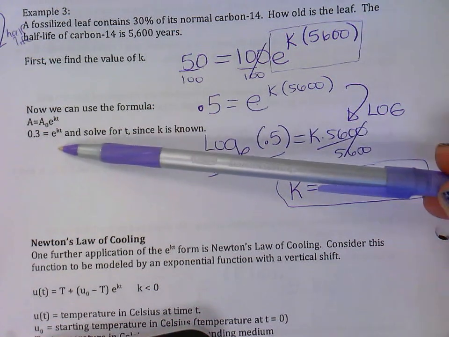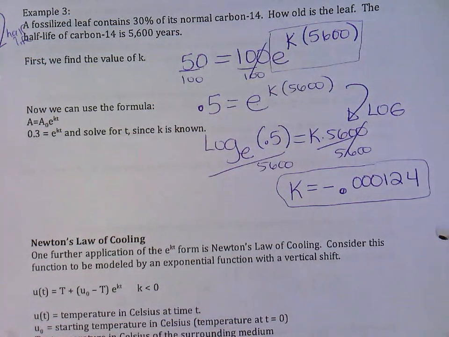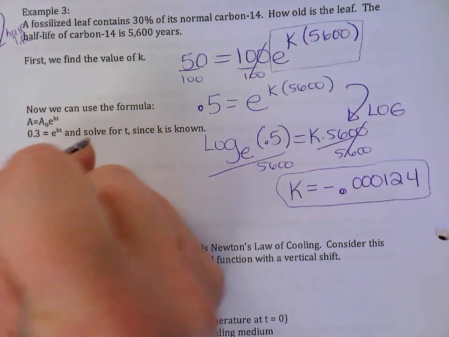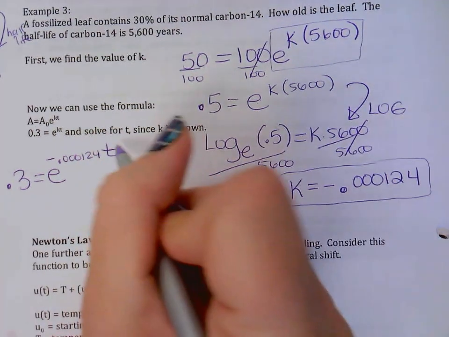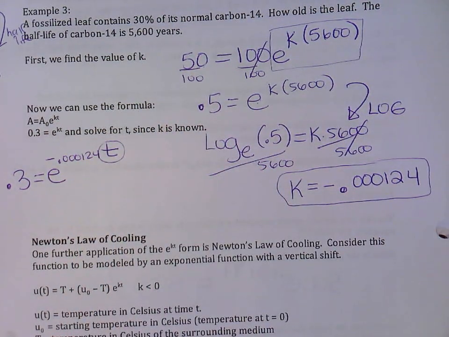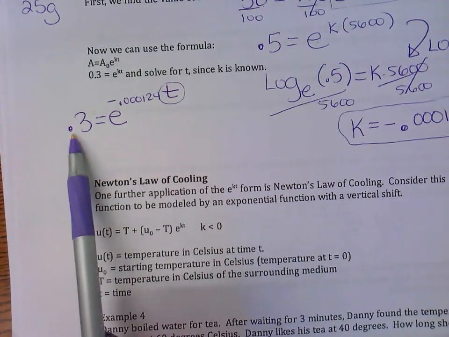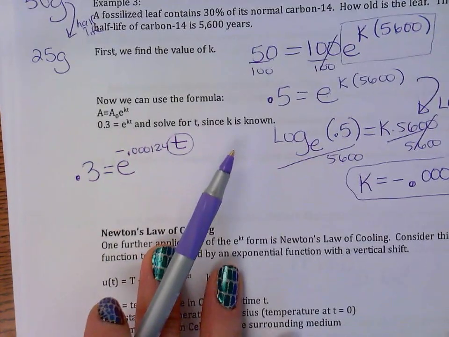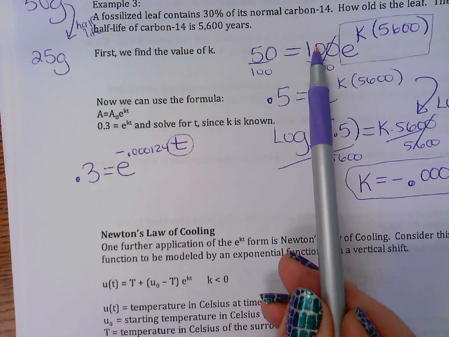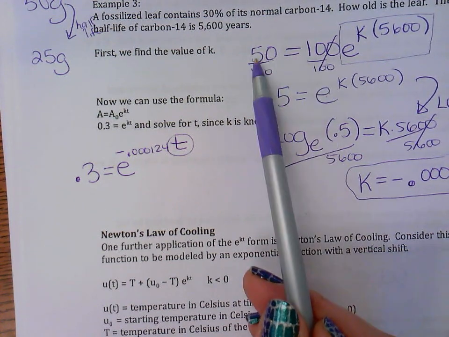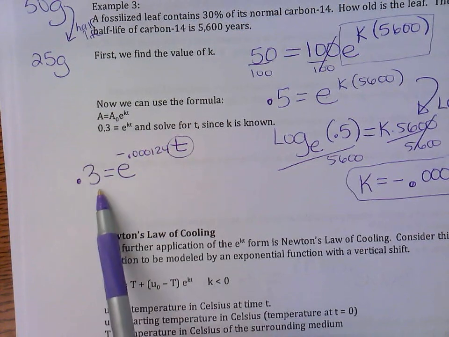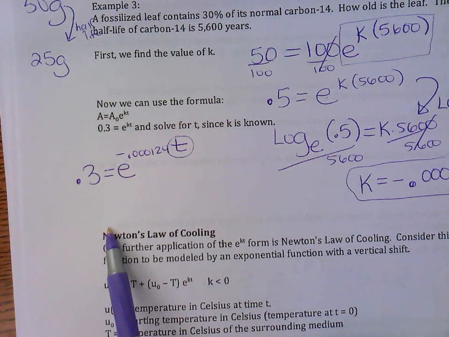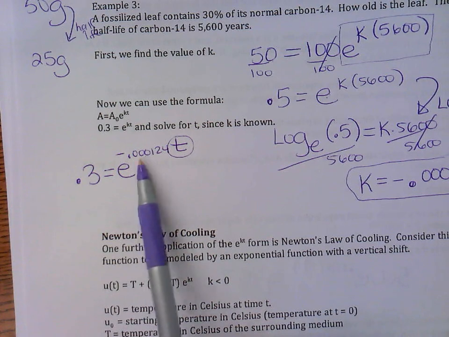So see how they're starting with this equation? They're doing 0.3 equals e to the negative 0.000124 t. We're going to try to solve for t this time. And we're starting with 30% of the carbon. So they already made up 30 and 100 as our starting number and our ending number, and they already divided by 100 on both sides to get to 0.3. So you're going to follow the same steps we just did, change it into log form, and then this time we're going to divide by the K value to get the T value.